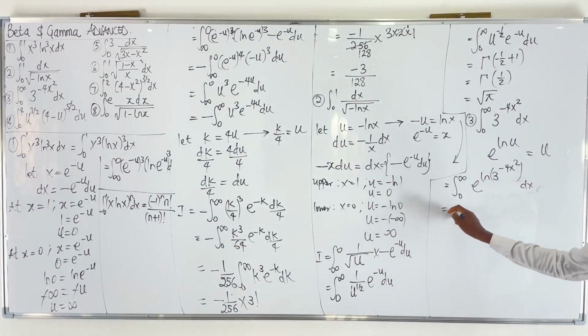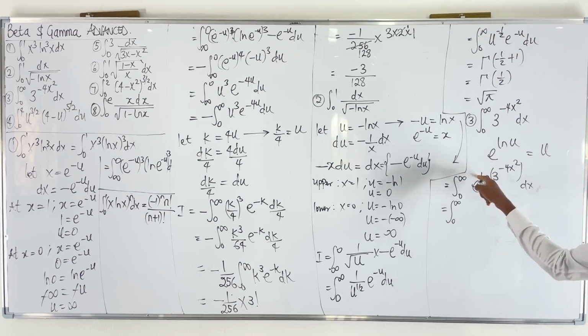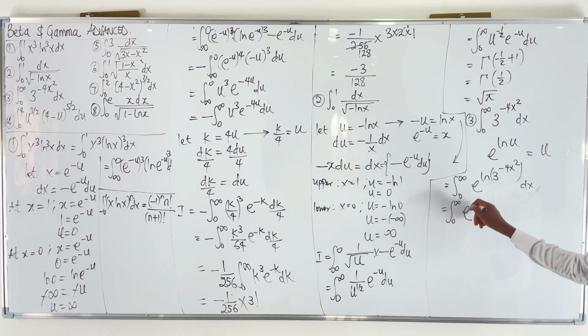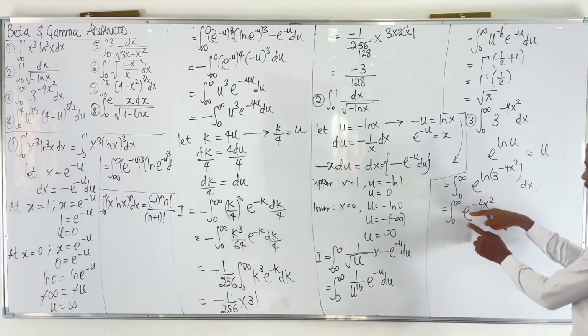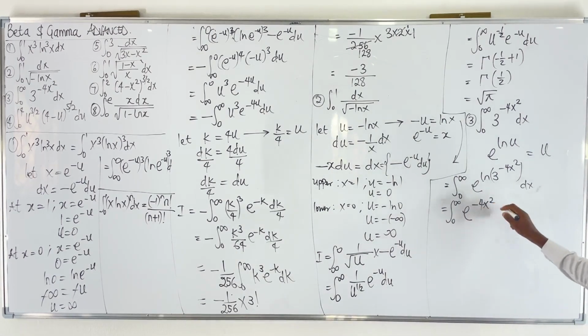So this is equal to the integral from 0 to infinity. From the laws of logarithms, the minus 4x squared can come to the front. This is e to minus something. So we have e to the power of minus 4x squared ln 3, and then dx. That looks like a lot.